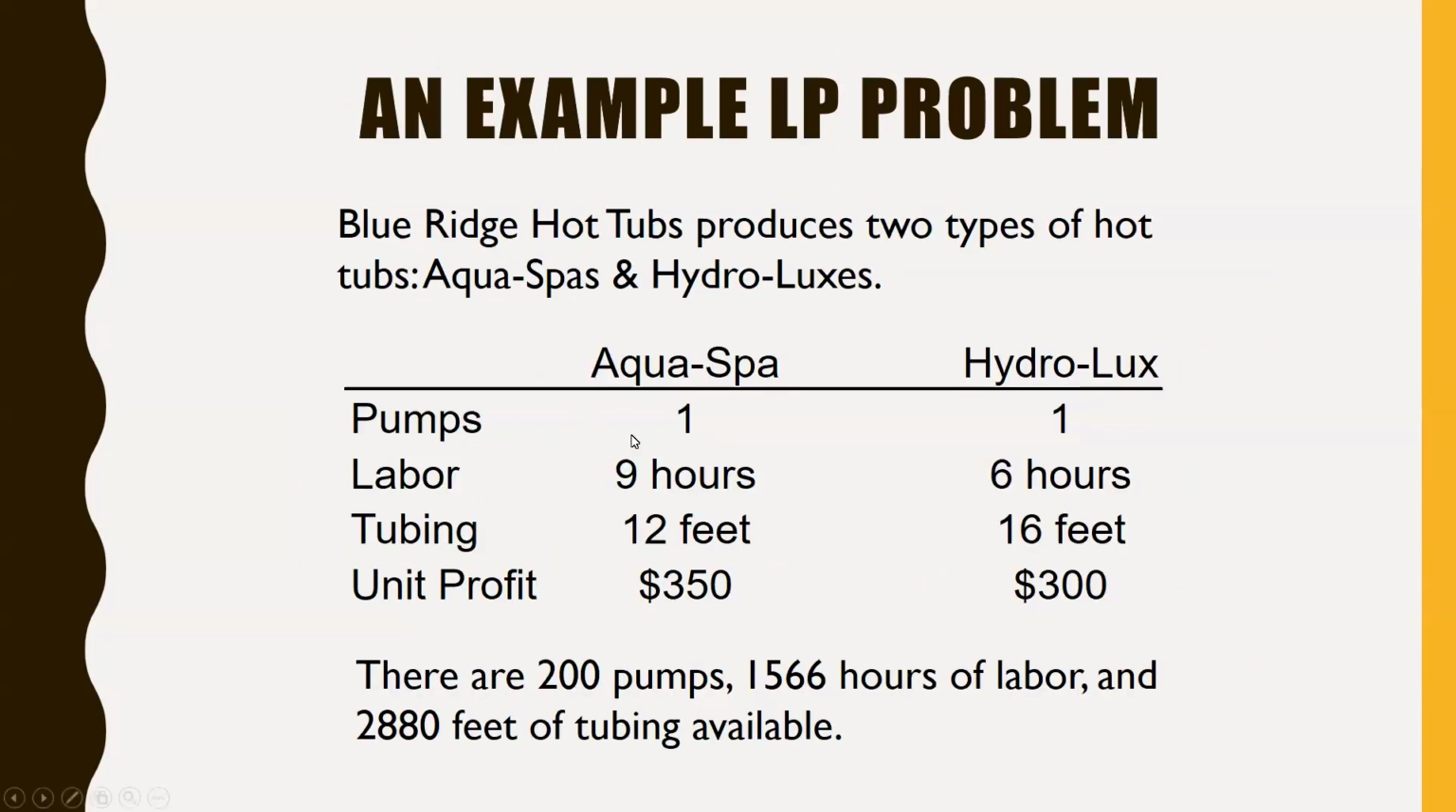For this case, we have the apostrophe and the hydro. For each model, we need one pump. Apostrophe, we need one pump. Hydro, we need one pump. And labor, for apostrophe, we need 9 hours, and for hydraulic, we need 6 hours. The length of the tube, apostrophe is 12 feet, hydraulic is 16 feet. The profit from apostrophe is 350, hydraulic is 300.